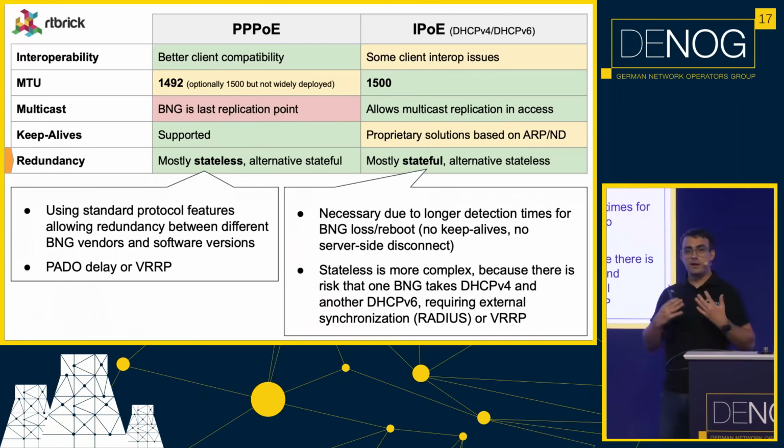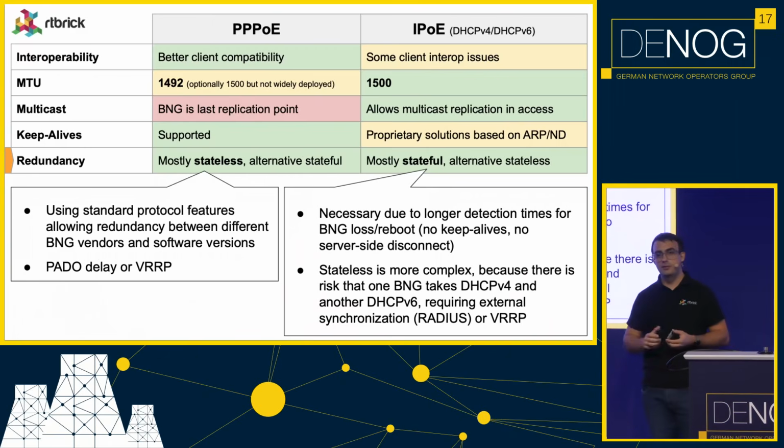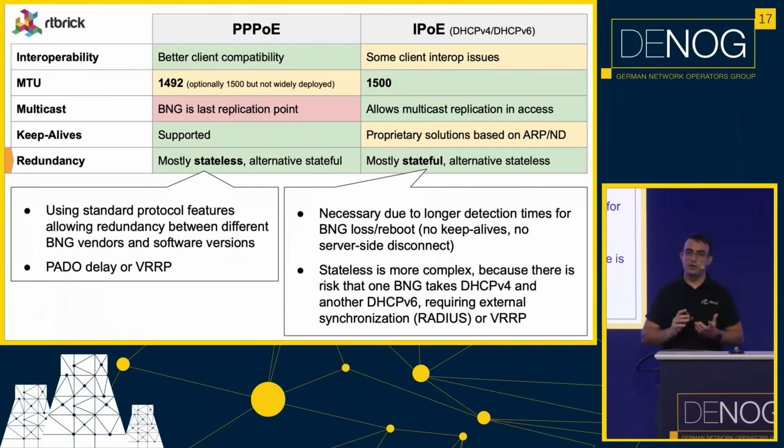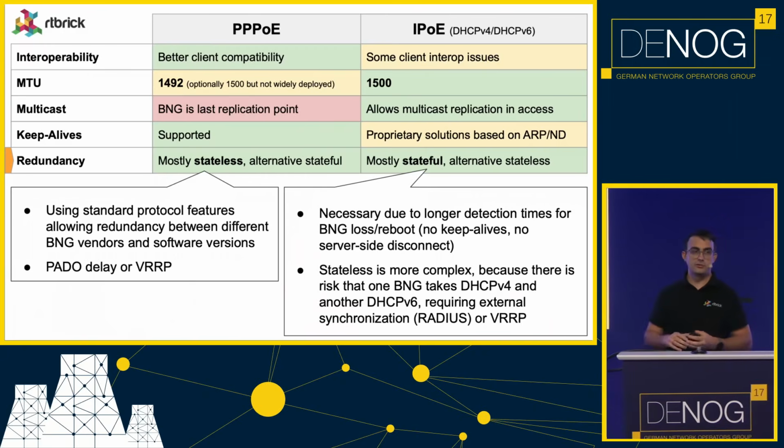But as you see, they rely on reconnecting the CPE. Without keep alives, it may take a lot of time for the CPE to identify that the BNG has had an outage and to reconnect. This is why stateless redundancy is very popular for PPPoE, but a bit less popular for IPoE, because here I don't have keep alive.